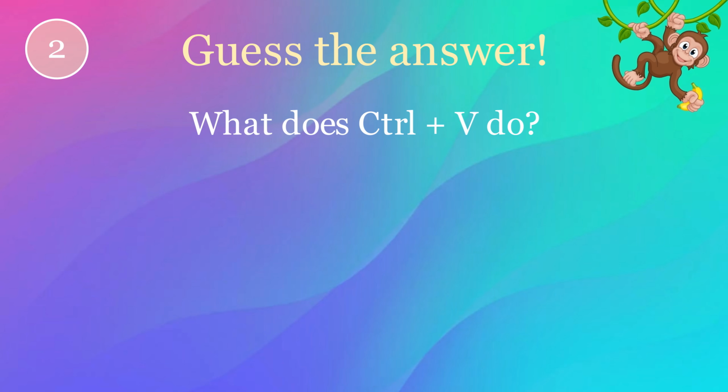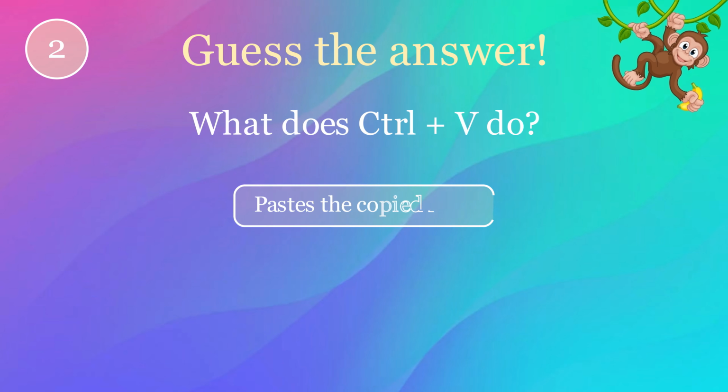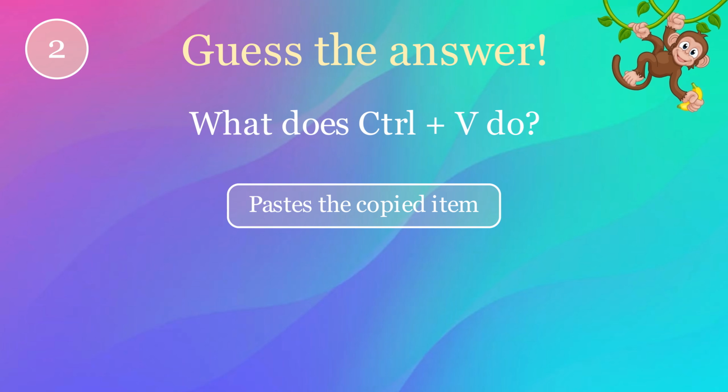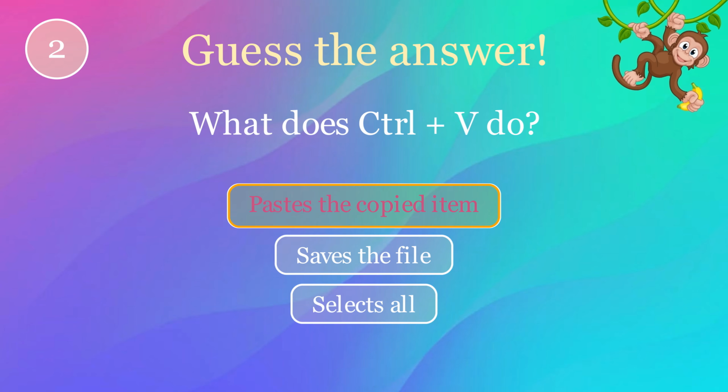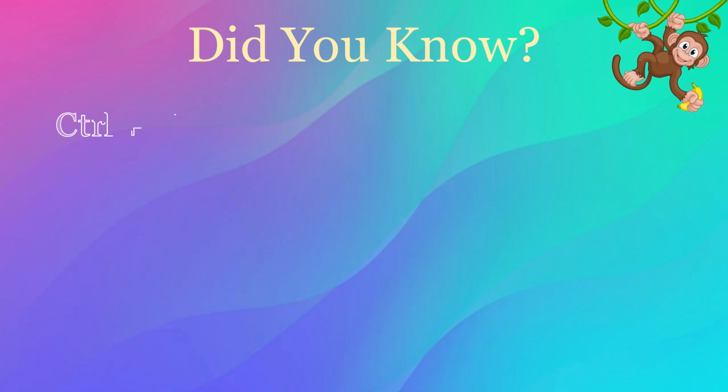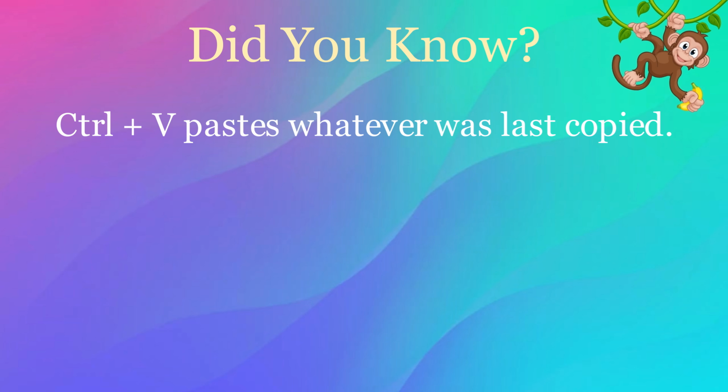What does Ctrl+V do? Pastes the copied item. Saves the file. Selects all. The correct answer is, pastes the copied item. Here's an interesting fact, Ctrl+V pastes whatever was last copied.